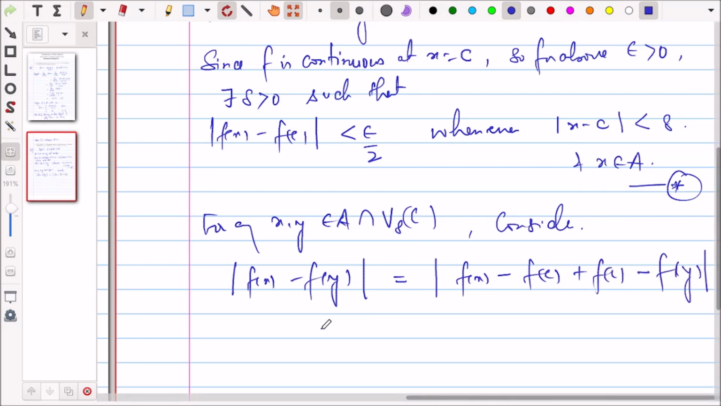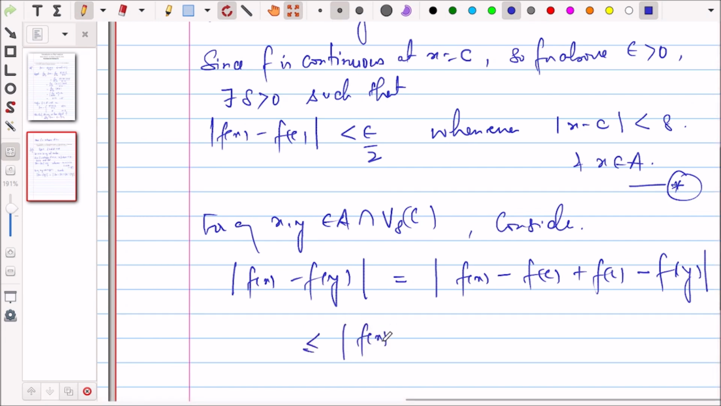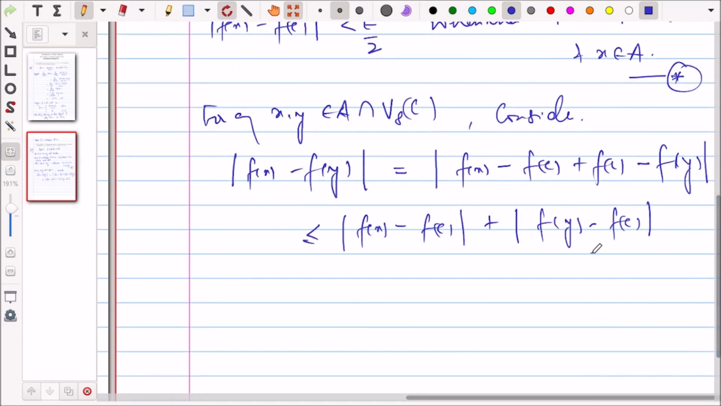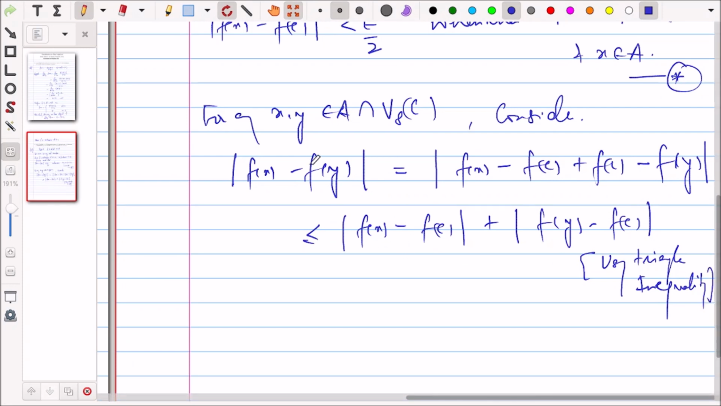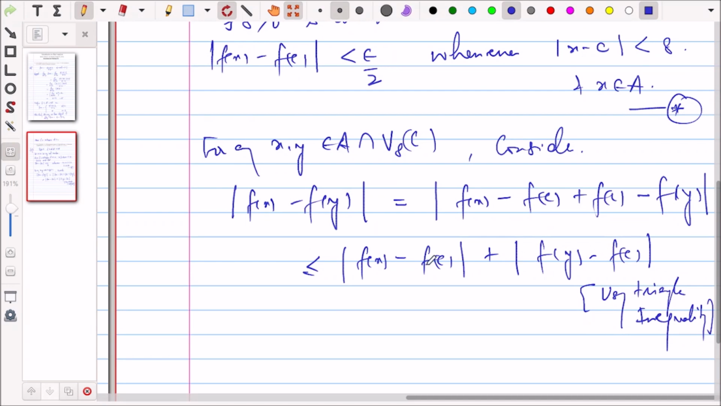So by triangle inequality, we will get fx minus fc plus fy minus fc. Now this is less than epsilon by 2, and this is also less than epsilon by 2, because both x and y satisfy this property. x, y belonging to A intersection V delta c means that x, y belong to this set, and when any element satisfies this property, then its image satisfies this property.